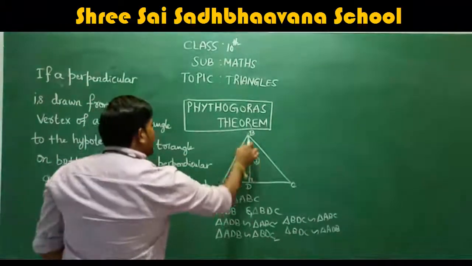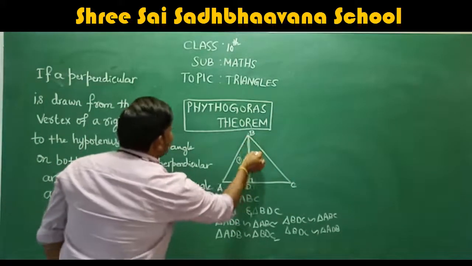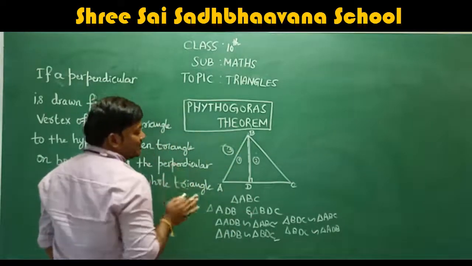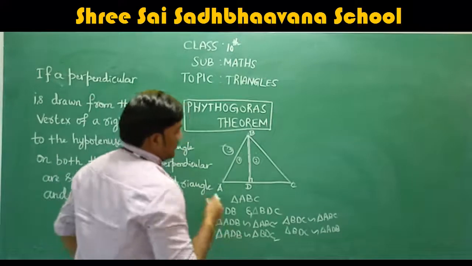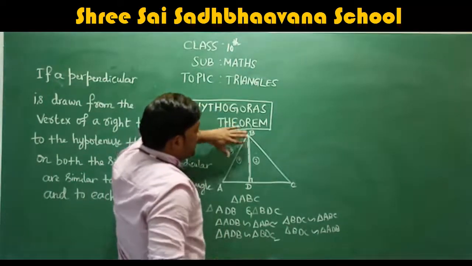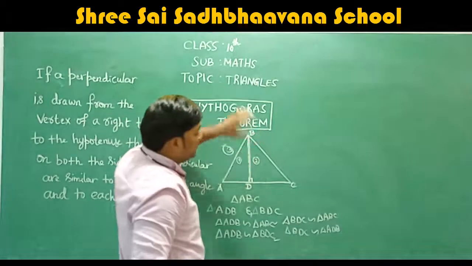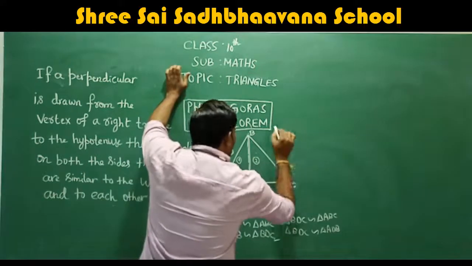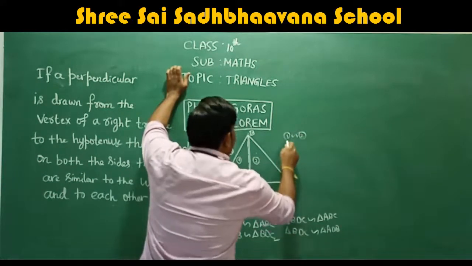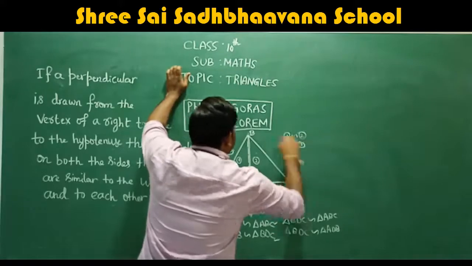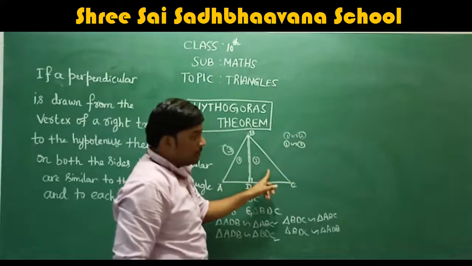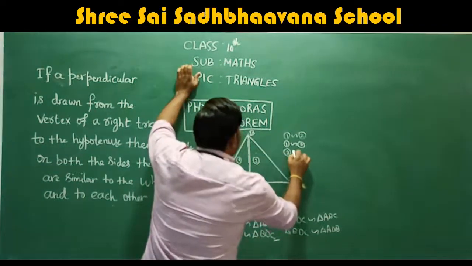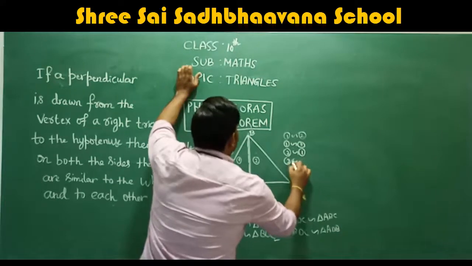Next, triangle BDC, which is the second triangle formed, is similar to the first triangle and the third triangle ABC. I will explain once more with an easy method. This triangle we take as 1, this triangle we take as 2, and this whole triangle we take as 3. It means triangle 1 is similar to triangle 2, and triangle 1 is similar to triangle 3 also. Similarly, triangle 2 is similar to triangle 1 and also to 3.